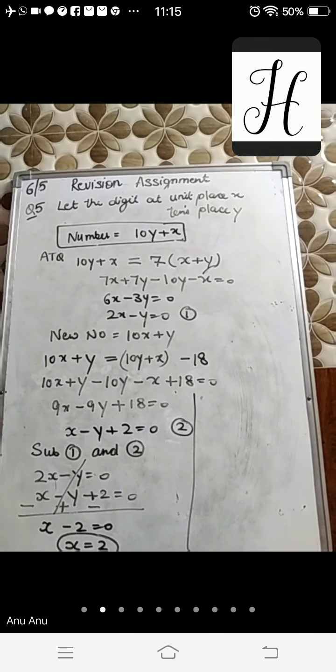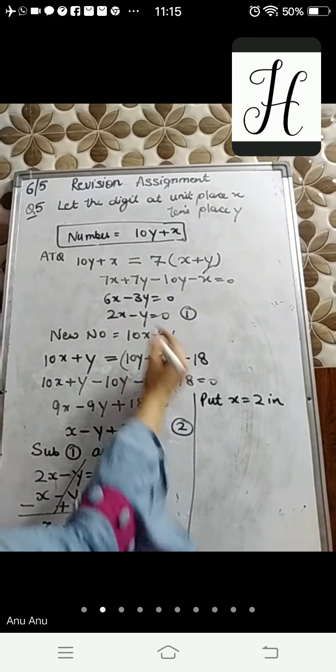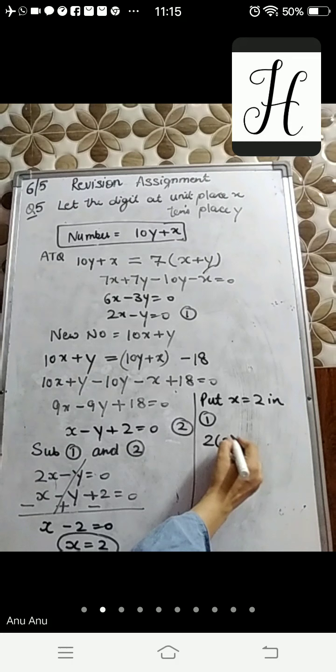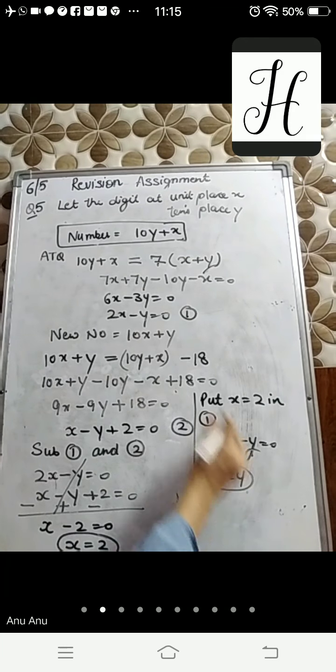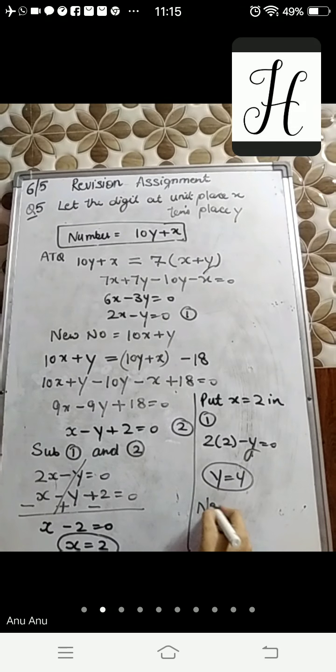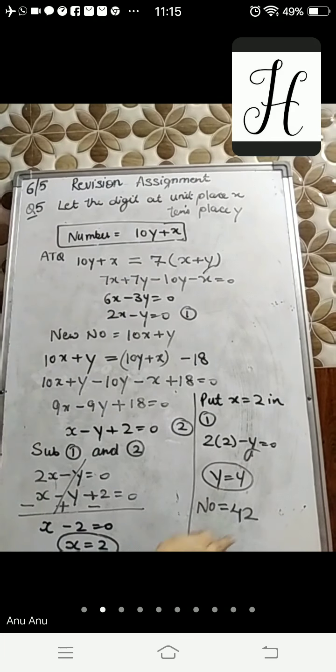Now put the value of x in, किसी में भी put कर दो, 1 में कर दो. 2 into 2 minus y equal to 0, y is equal to 4. Can you tell me the number? Number is this. ये टेंस प्लेस है, ये यूनिट प्लेस है, 4 2, 42. पुट करके भी यही आएगा, डायरेक्टली भी यही है. पुट करके देख लो, 4 into 10, 40 plus 2, 42. डायरेक्टली लिख लो, टेंस प्लेस 4, यूनिट प्लेस 2, तो नंबर बिकम 42.